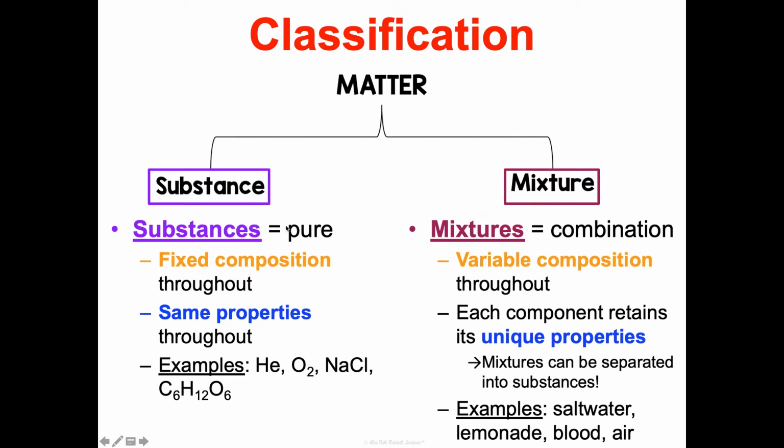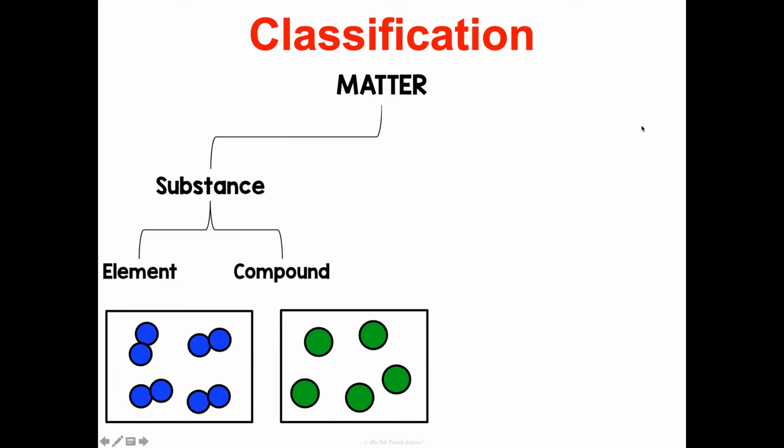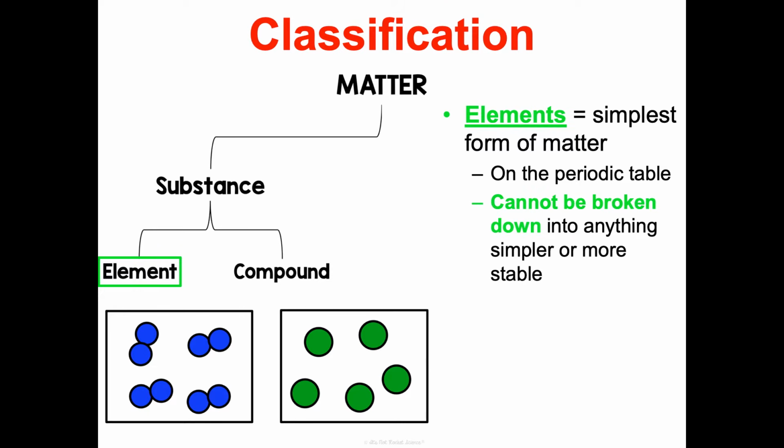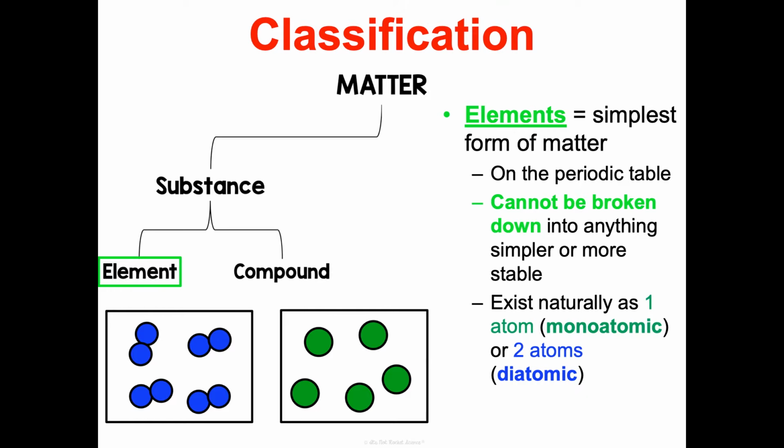All right, but we can further subdivide these more. So first, now we're going to break down substances even more, and then we're going to break down mixtures even more. Okay, so first let's talk about substances. Substances can be subdivided into elements and compounds. So elements, we already mentioned, are the simplest form of matter. You're going to find them on the periodic table. They can't be broken down into anything simpler or more stable. And they exist 2 ways. They can be 1 atom, which is monoatomic, or they can be 2 atoms, which is diatomic.